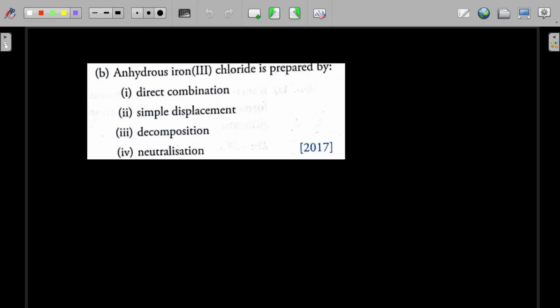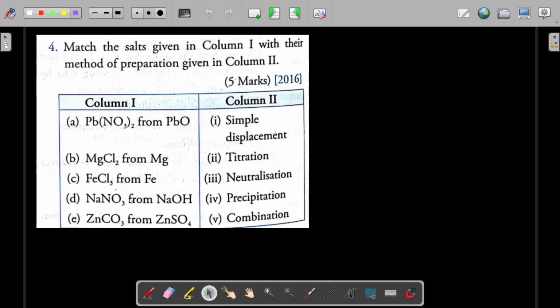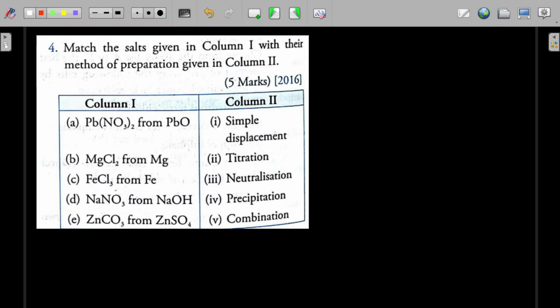Anhydrous iron(III) chloride, FeCl3. This question will repeat a lot of times. Remember and fix it in your mind: it is direct combination. Fixed question. See, this is another kind of question they have asked previously. Match the column. They have given some salts, and you have to say from what you prepare them and which method you will use. See here, lead nitrate from lead oxide.